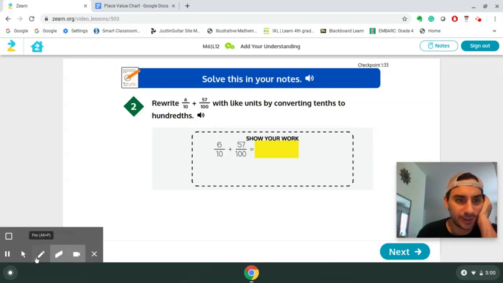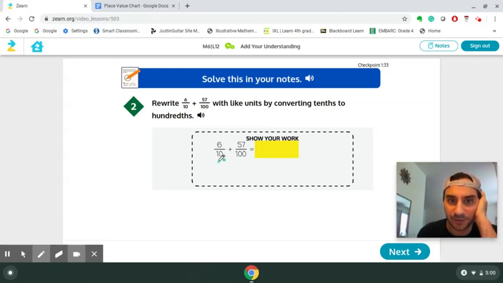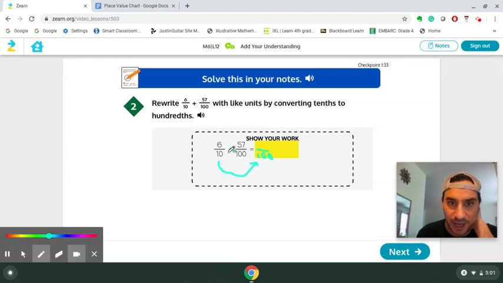All right, let's rewrite this. We're going to solve this using hundredths. So really, we only have to rewrite 1 and 6 tenths. How many hundredths would that equal? Well, I have to multiply 10 by 10 to equal 100. So then I also have to multiply 6 by 10, and that gives me 60 hundredths. Let's add that to 57 hundredths.